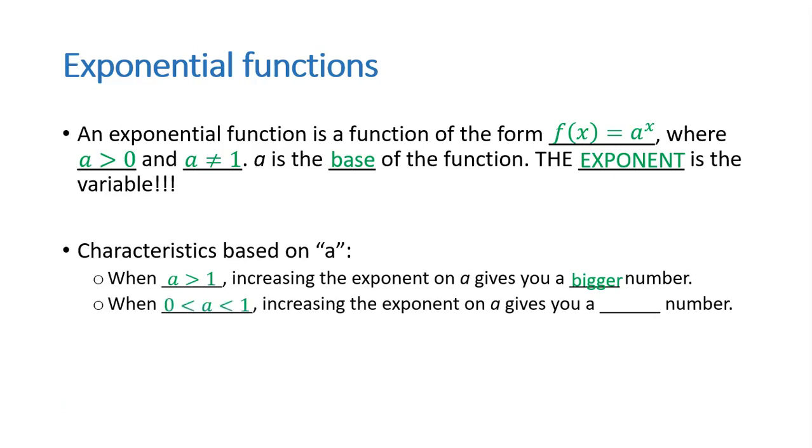If instead a is between 0 and 1, so we specifically said a had to be greater than 0, but now suppose it's somewhere between 0 and 1, increasing the exponent on a gives us a smaller number. So conceptually what's happening here is our base is a fraction, so the exponent represents repeated multiplication. If we multiply a fraction by itself over and over again, we're getting a smaller output each time. So if our base is something between 0 and 1, then increasing our exponent is going to give us a smaller output.